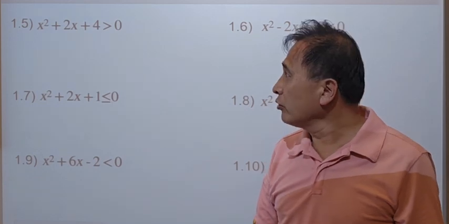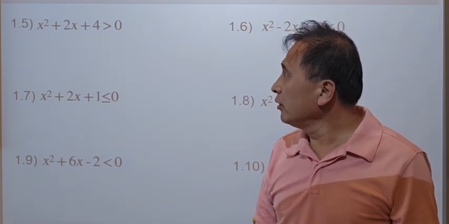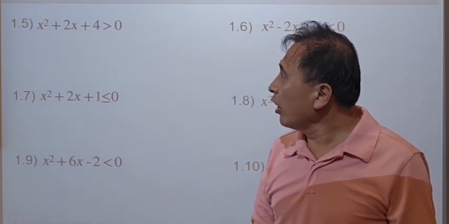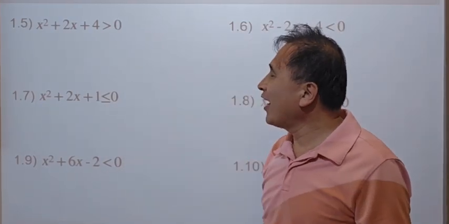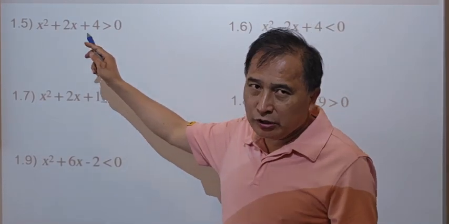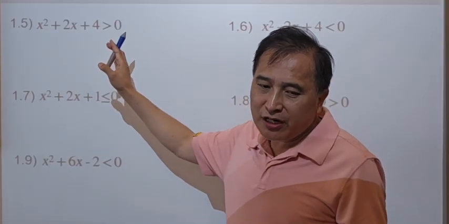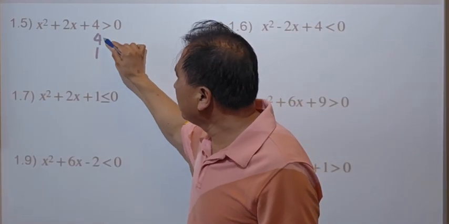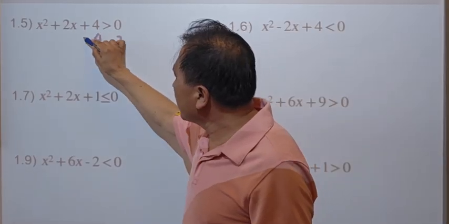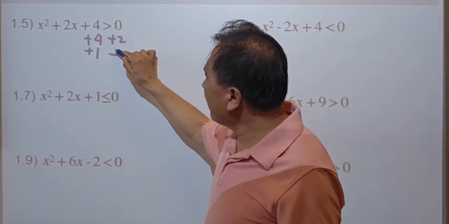Hi, today we are going to learn how to solve special quadratic inequalities. Okay, so like number 1.5. First thing you need to do with a quadratic, all the time, try to factor it. But the factors of 4 are 4 and 1, and 2 and 2. The sum is 5 and 4, not 2.